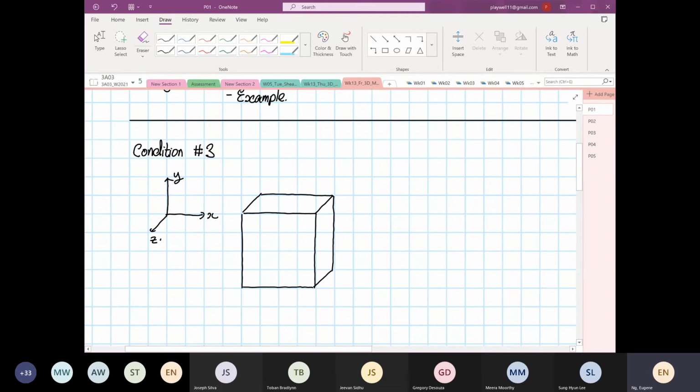So this is our element again. This is our stress X, stress Y, and stress Z, the biggest area. So this is our in plane. The rest are our out of plane.